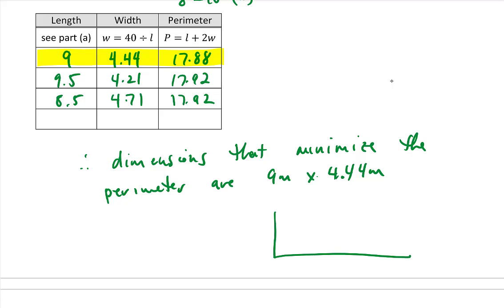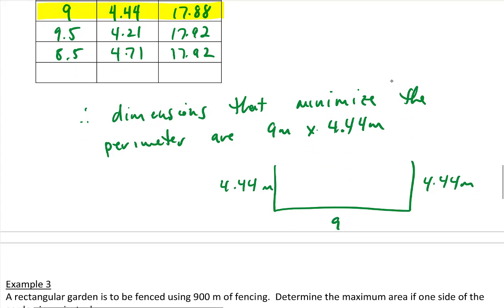And what that would look like is that these two sides would be 4.44, and this would be 9. You can see that this is close to a ratio of 2 to 1. If you take 4.44 and double it, well, that's very close to 9. So the exact ratio is a 2 to 1 ratio.